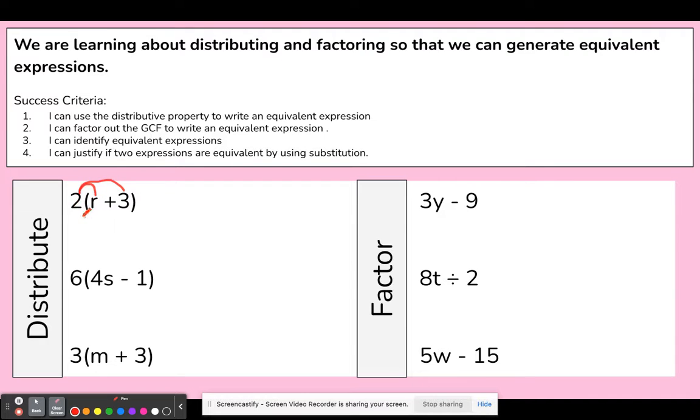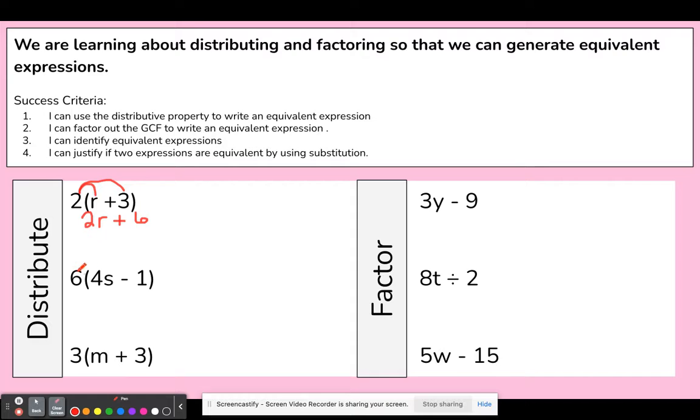So 2 times r we would show as 2r because side by side means multiply. 2 times 3 is going to give you 6. You're going to keep the symbol in the middle, and you get 2r plus 6. And that, my friends, is the distributive property. So let's try it again.